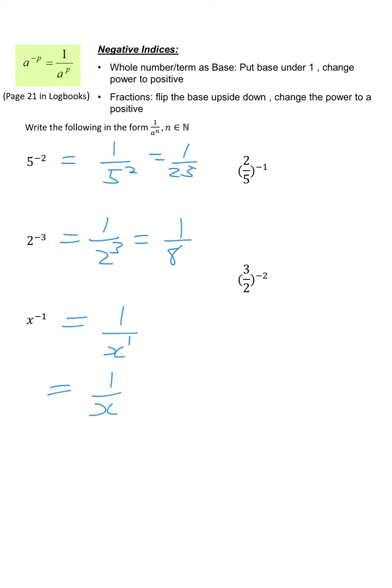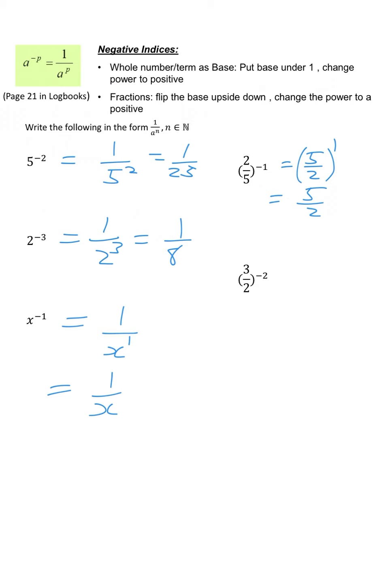Okay, then on the right hand side, you can see we have fractions. So if it's fractions, we just flip the base upside down and change the power to a positive. So for 2 over 5 to the power of minus 1, that would be 5 over 2 to the power of 1, and that will just be 5 over 2. Because 5 to the power of 1 is 5, and 2 to the power of 1 is also just 2.